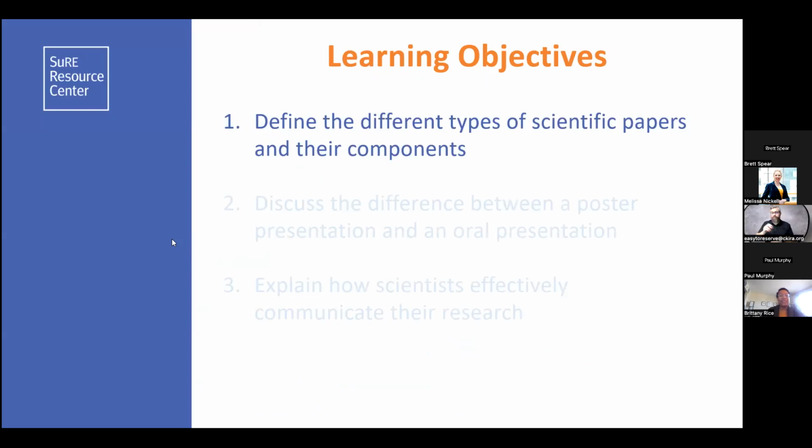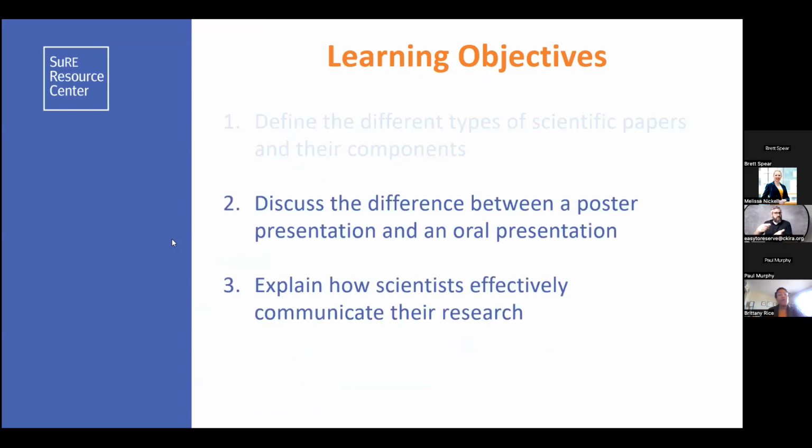Okay, so based on the material that we just covered, you should be able to define the 4 types of scientific papers, which are clinical, original, review, and perspective, as well as define the components of an original research article, which include the introduction, the methods, the results, and the discussion. Now we're going to transition into discussing scientific presentations.